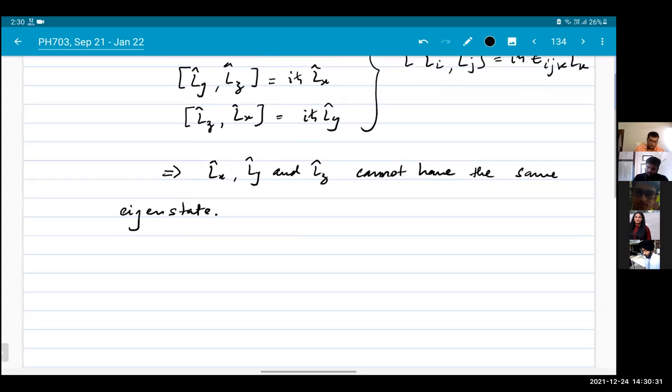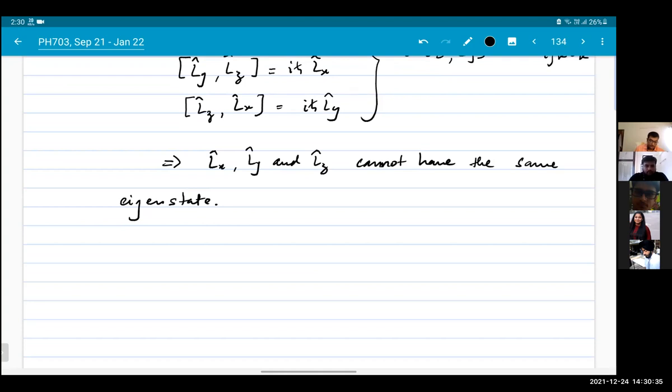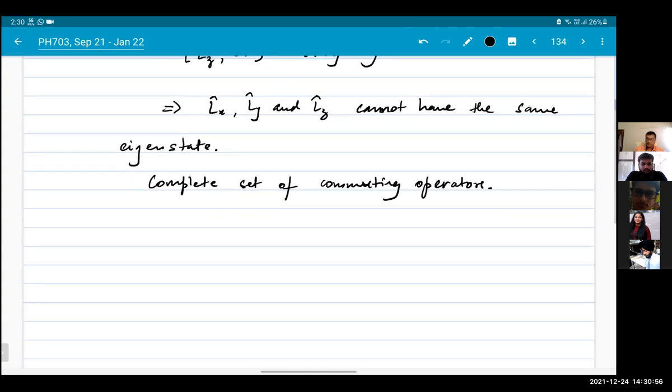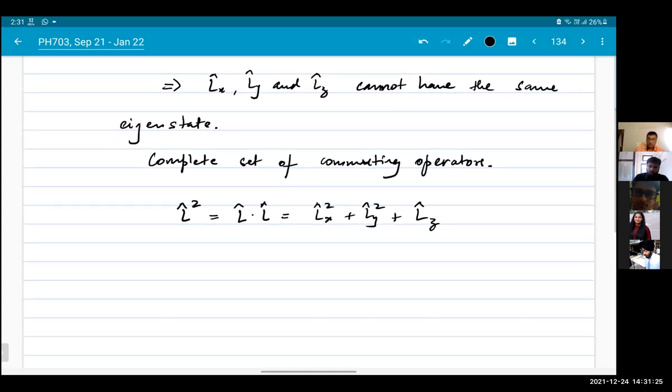Okay, so what we want is a complete set of commuting operators, because the system we are talking about now has some angular momentum. For this system, what will be the complete set of commuting operators? Of Lx, Ly, and Lz, we can only have one of these. We pick Lz by convention. But then we can define another operator, the dot product of L with itself, so you get Lx squared plus Ly squared plus Lz squared.